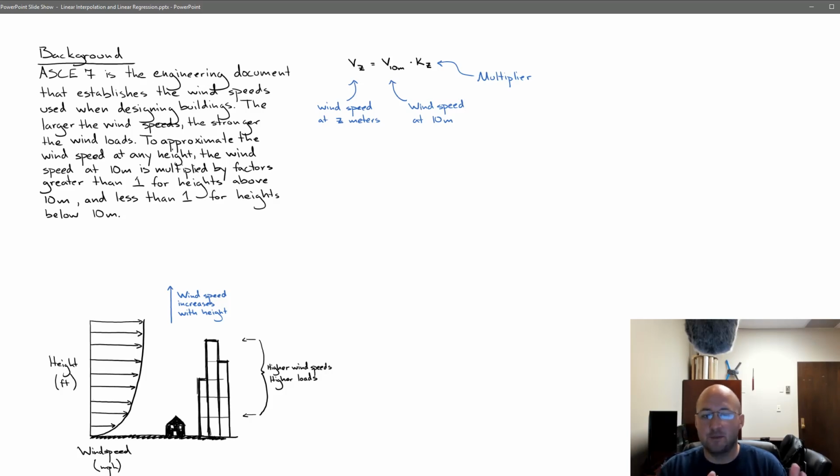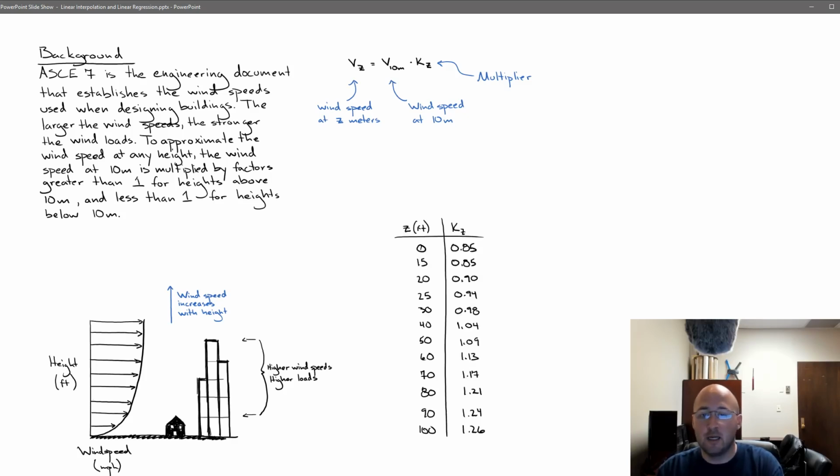This is something that they might show you, but we use this in design all of the time. It's how we design buildings to withstand wind. So if the wind speed increases with height, and I told you that equation up there was the wind speed at some height equals the wind speed at 10 meters times a multiplier, what we need to understand is what are the multipliers? Well, the multipliers come to us in a tabular form, like this. This is going to be where our interpolation comes from.